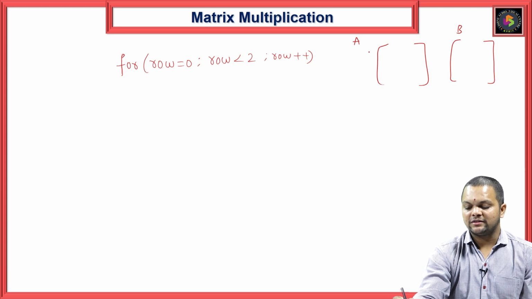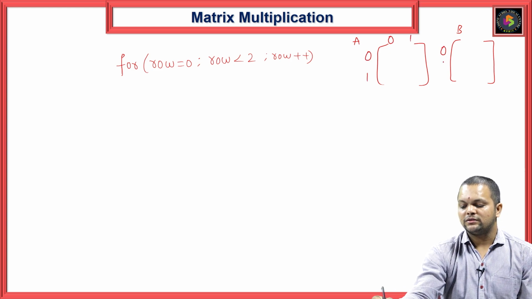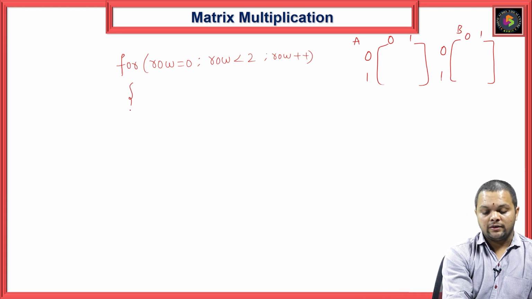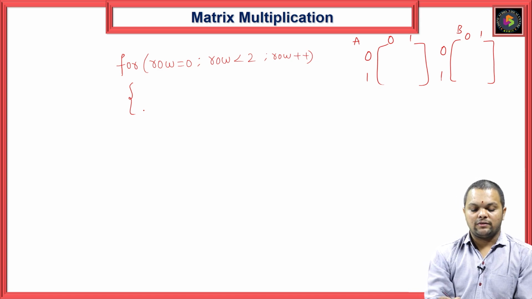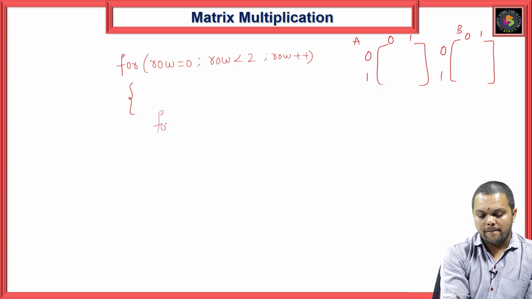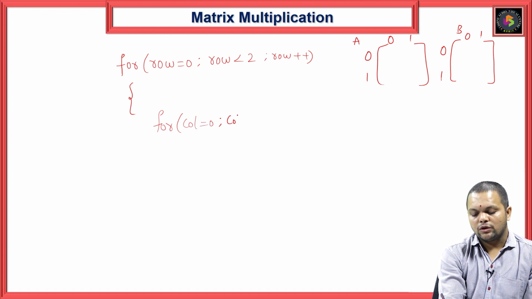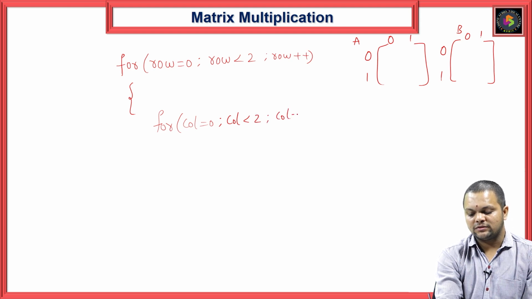2 by 2 means index number will start with 0, 1. This is again 0. This is again 1. This is 0, 1, 0. So again, we have started row as 0 now. I'll say it as the next one for column equal to 0, column less than 2, column plus plus.